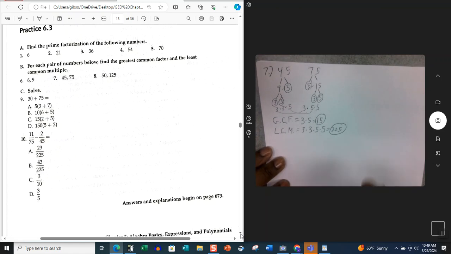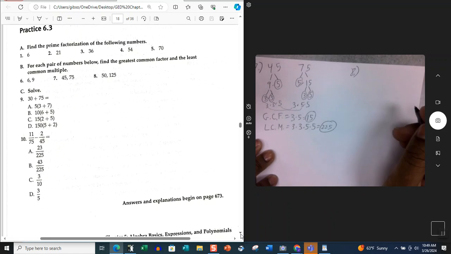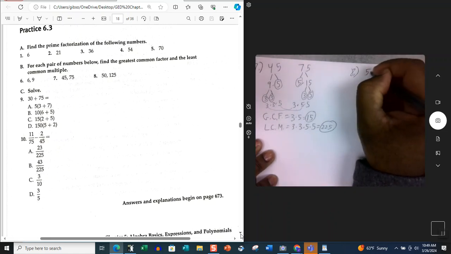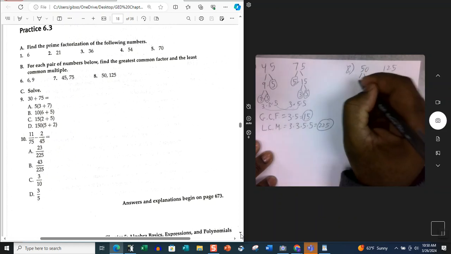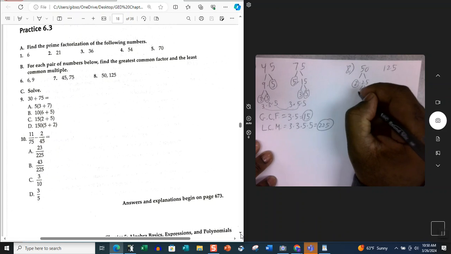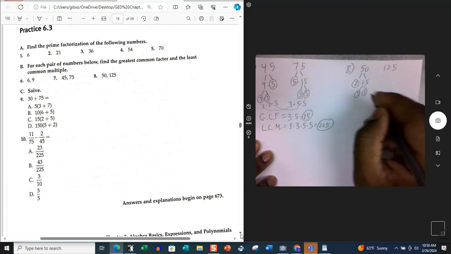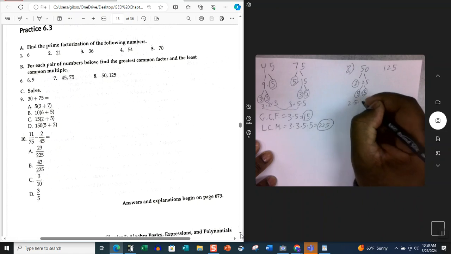Now number 8. We have 50 and 125. 50, we could break this down to 2 and 25. 2 is prime. 25 can be broken down to 5 and 5. And those are prime. So we had 2 times 5 times 5.